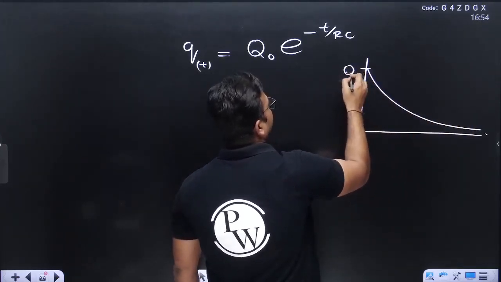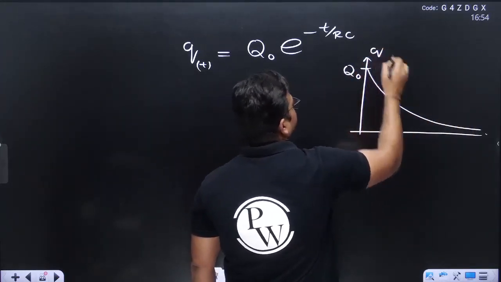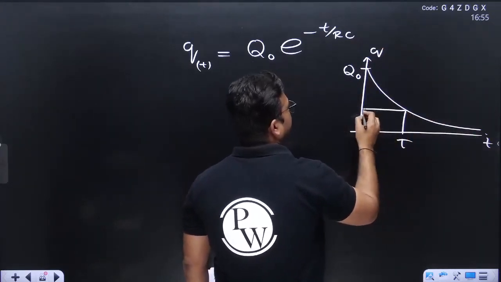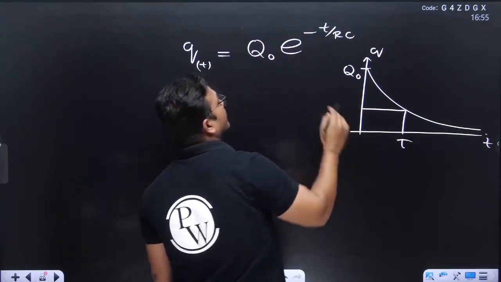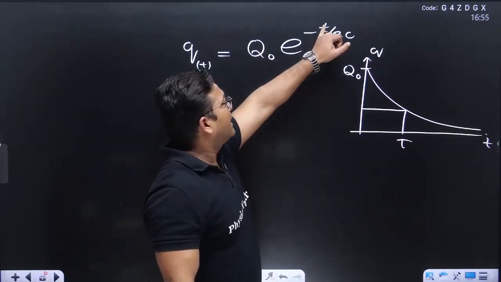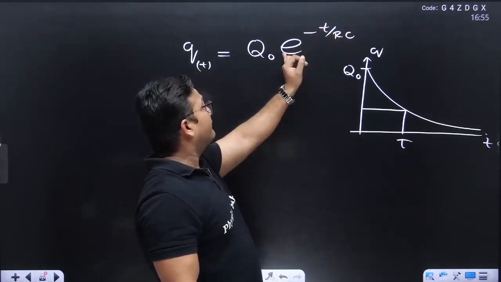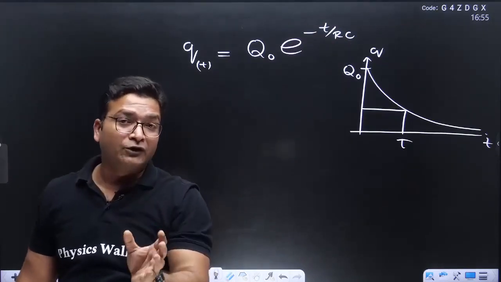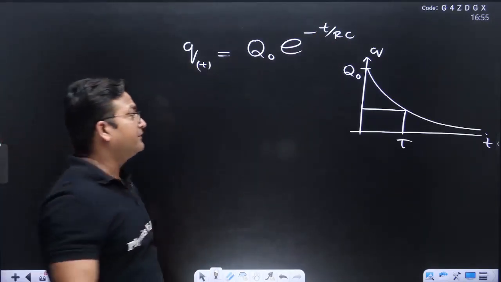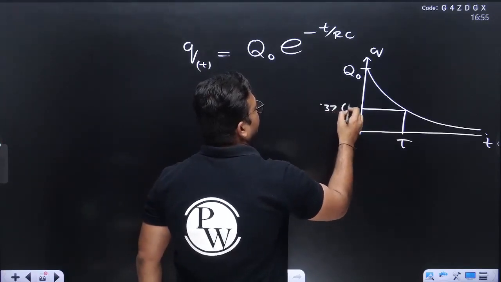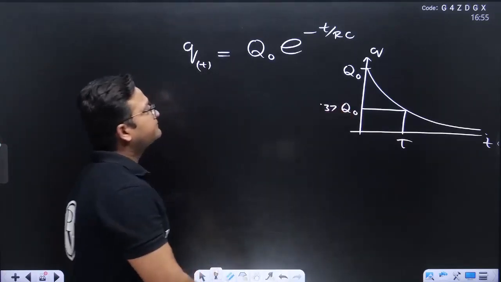The initial charge is Q naught. This is charge as a function of time. And after one time constant, the charge is, as it is decreasing, let's put the value of time constant. If we put time as RC, that is one time constant, we will have e to the power minus 1. And the value of 1 upon e, or e to the power minus 1, is 0.37. So after one time constant, the charge would be 0.37 times initial charge.